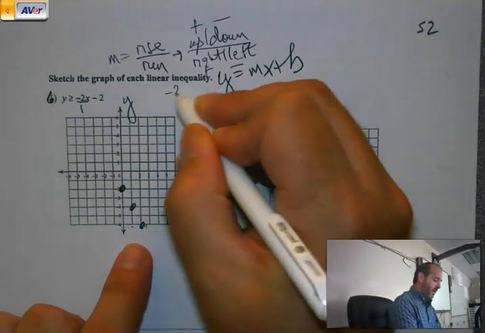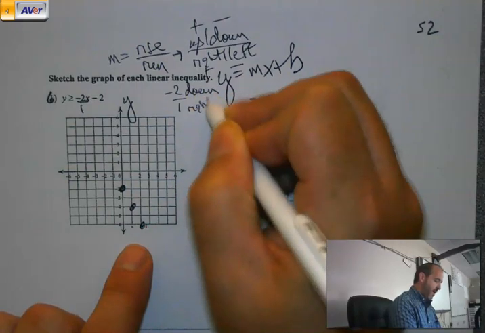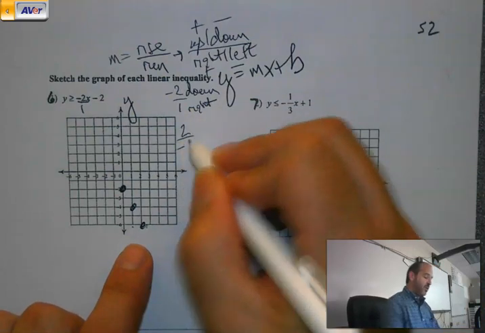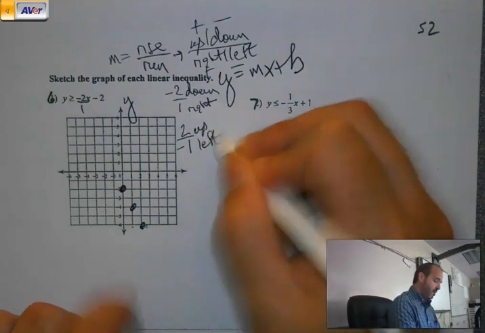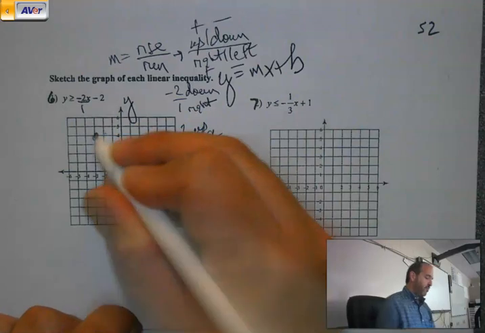So if I'm doing negative 2 over 1, 2 down, 1 right, I also can do the opposite of that if I switch both signs. So I could go 2 up and 1 left. And notice I'm on the same graph.